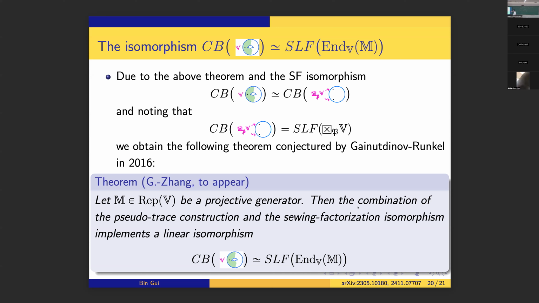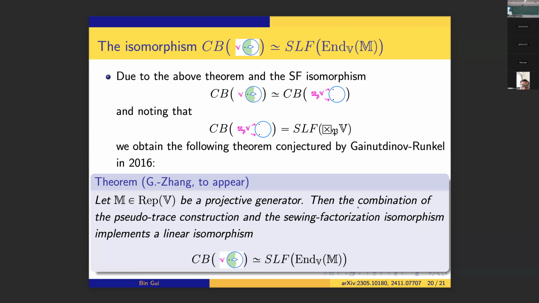So now we look at the right hand side. Let's look at the conformal block on the right hand side. An element here is a linear functional on the box tensor V. And it turns out that the linear functional is precisely a symmetric linear functional. So the second equality is easy to see.